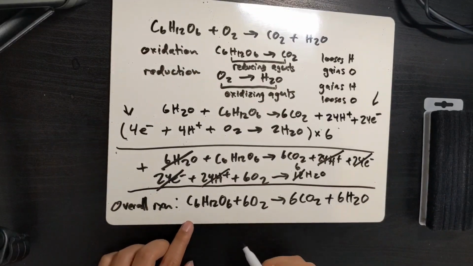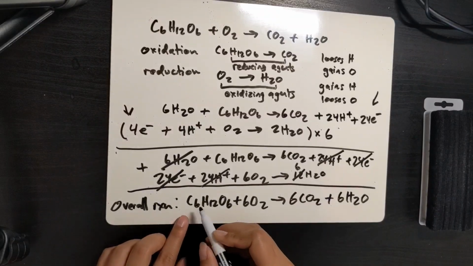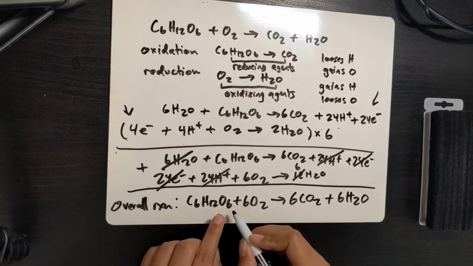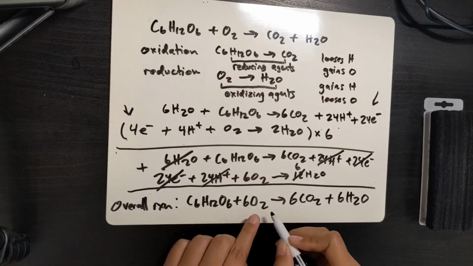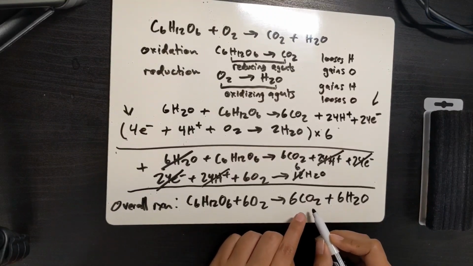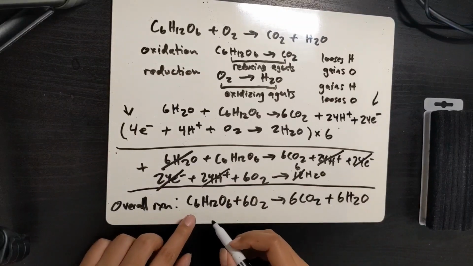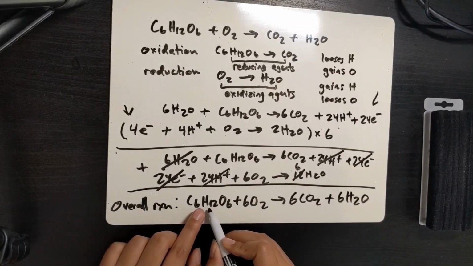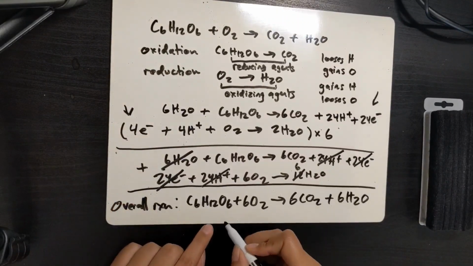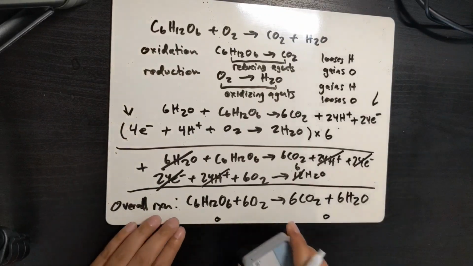Now we're going to check, make sure all our elements and charges are balanced. We have 6 C's on the left, 6 on the right, check. 6 O's plus 6 times 2 is 12, so 18 O's on the left. 6 times 2 is 12 plus 6 becomes 18 on the right, so check. Our H's, there's 12 H on the left, 6 times 2 is 12 on the right, check. Finally, look at our charges. There's a total of 0 charge on the left, 0 on the right, check.